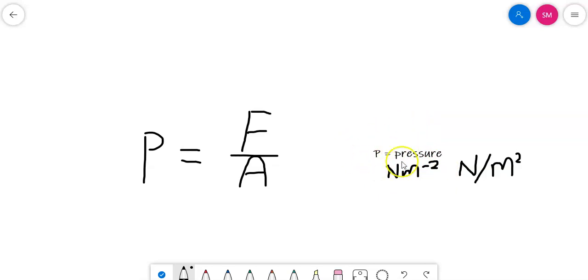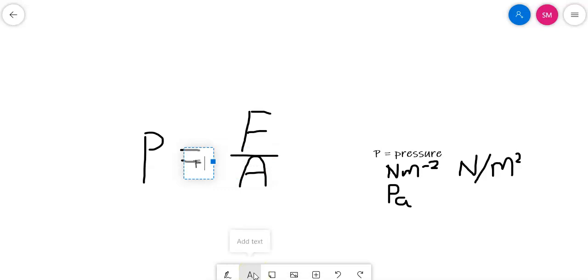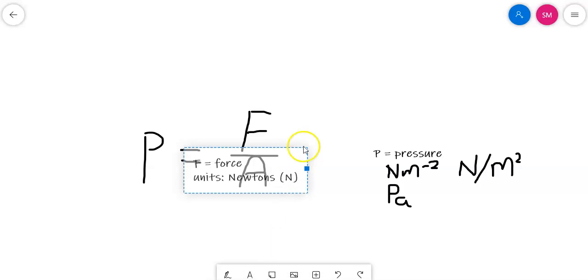There is also another way of writing the units for pressure, and that is named after somebody. So these are pascals. So you could equally write, when you're doing your answer, you could equally write pascals or pascal. So if force, we've already come across that, force is measured in newtons. F equals force, units are newtons, which are shown by a capital N.